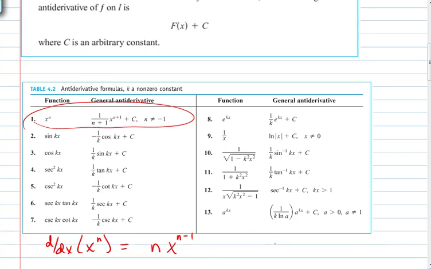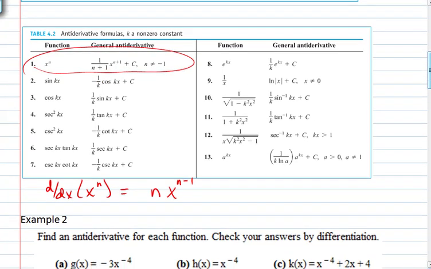Well, guess what? It's no wonder that the antiderivative is going to add 1 to the exponent instead of subtracting. We divide by the new exponent instead of multiplying by the old. We're just undoing what we did to get to the derivative. So instead of subtracting 1, we add 1. Instead of multiplying by the old, we divide by the new. That's your power rule.